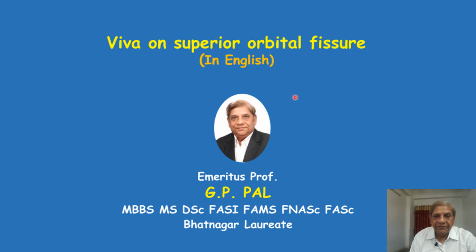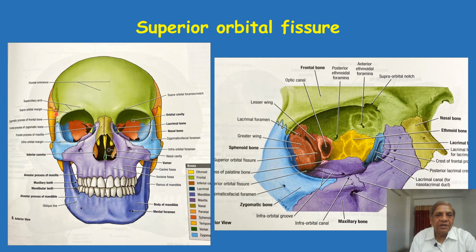First, let us see very briefly the location of the superior orbital fissure as seen from the norma frontalis, or from the anterior view of the orbit. If you see the anterior view of the orbit, this is the right orbit, and near the apex of the orbit you can see the presence of a fissure. This fissure, as seen here in black, is called the superior orbital fissure.